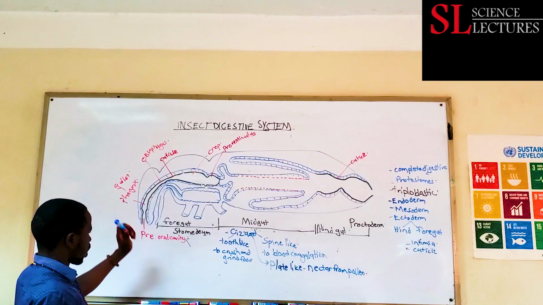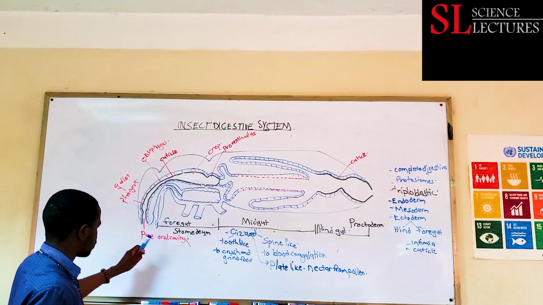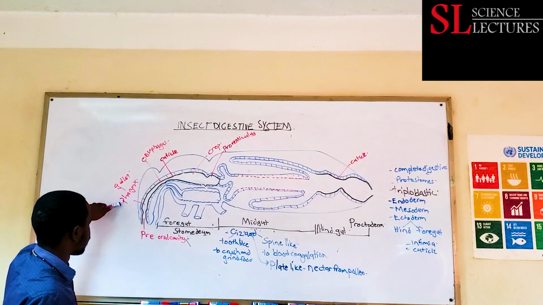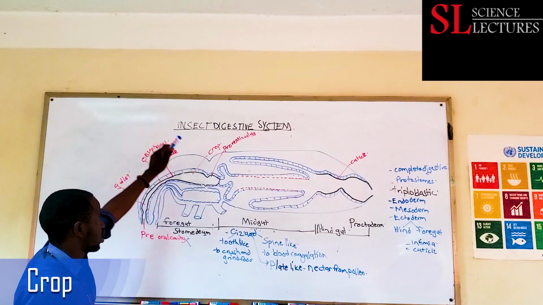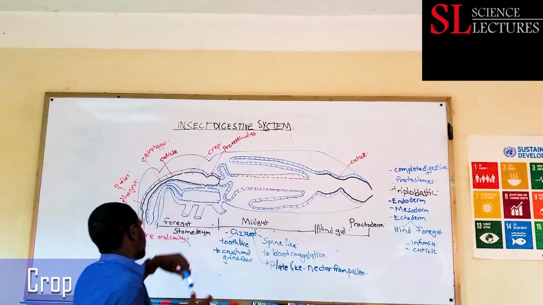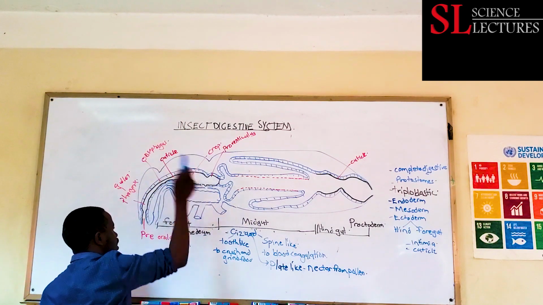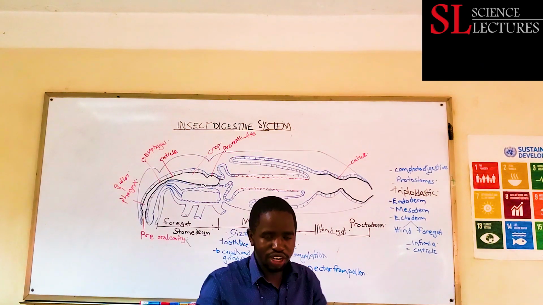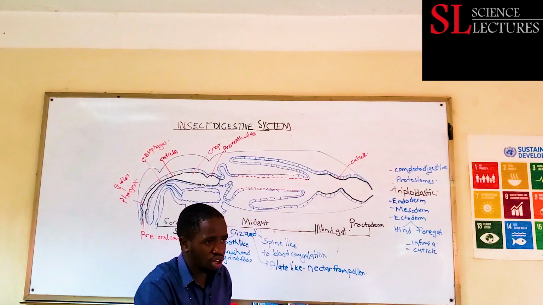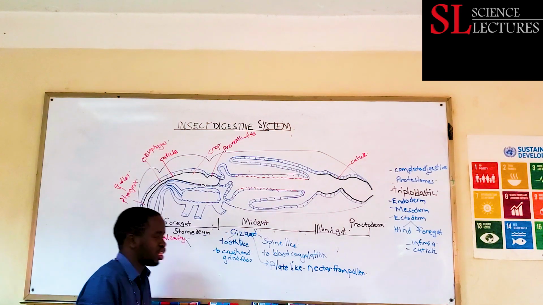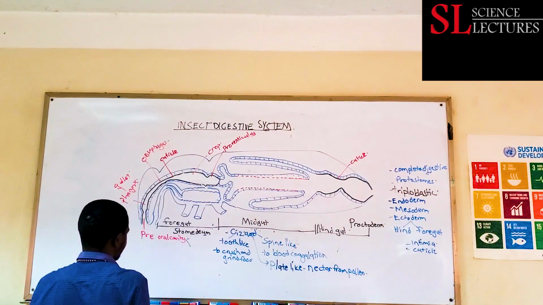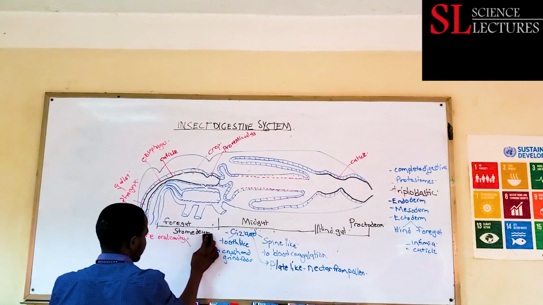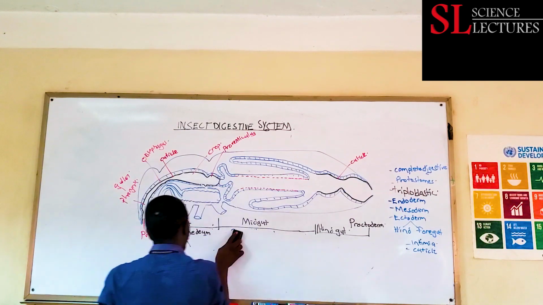So I repeat, the stomodeum or the foregut is made up of the preoral cavity, the pharynx, the oesophagus, the crop, and the proventriculus. And I said it is lined by a cuticle. And before I forget, this cuticle is always shed off. Whenever an insect molts, the cuticle is also shed off and it will be replaced by a new cuticle. So those are the parts that make up our gut.